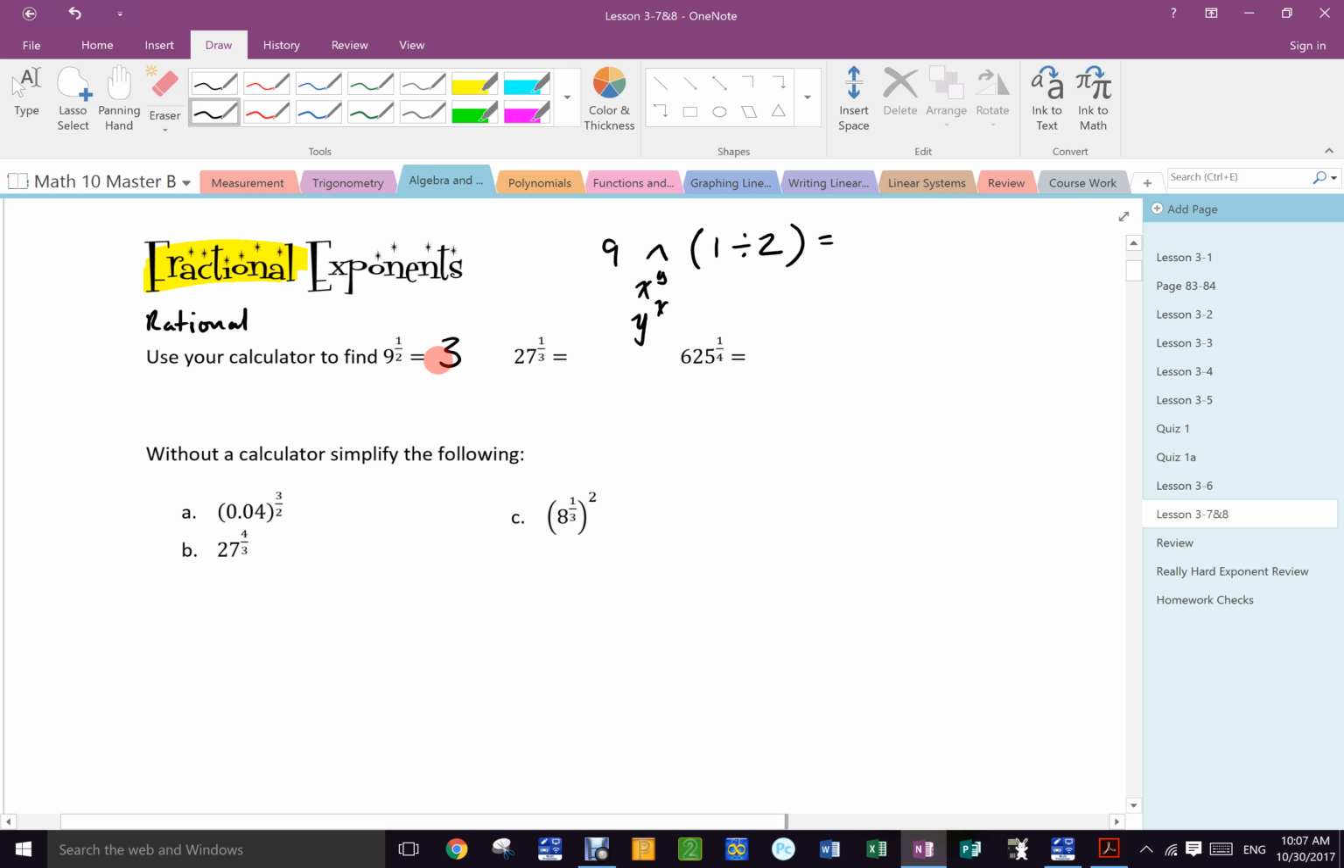Now I want you to do that for all 3 of these. So this one's going to be 27, exponent button, 1 divided by 3. 625, exponent button, 1 divided by 4. And tell me what you get. 3 and 5. Right? Okay.